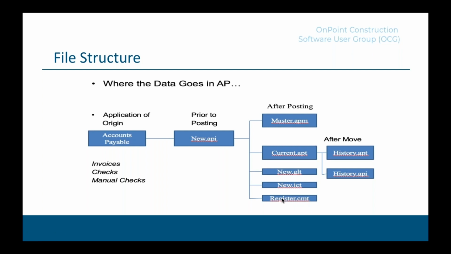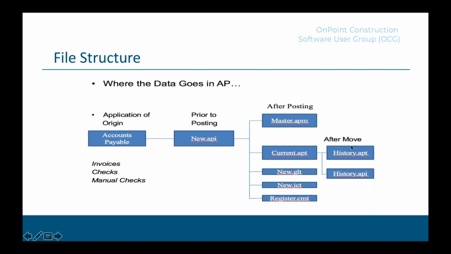So if you notice, cash management is the only one that doesn't say new, current, or history. It has a register file. And then there are some for the history file also. But that's what I said. Most of the modules do have the new, current, and history. There's a few of them that name it a little bit different.